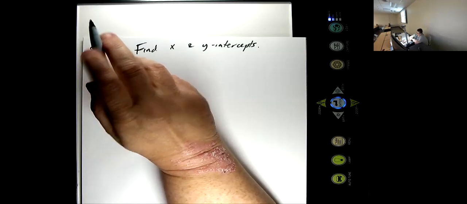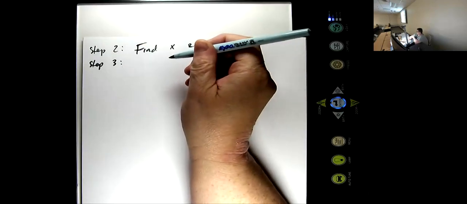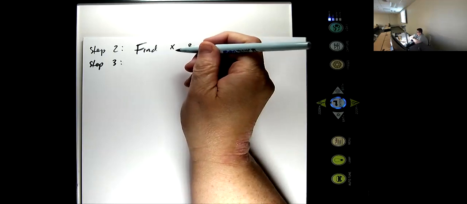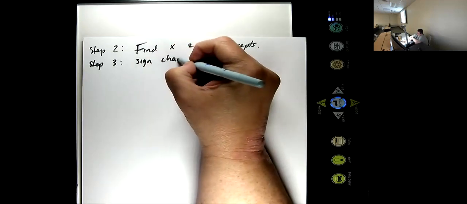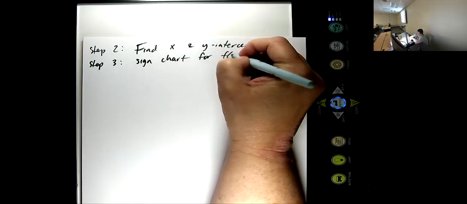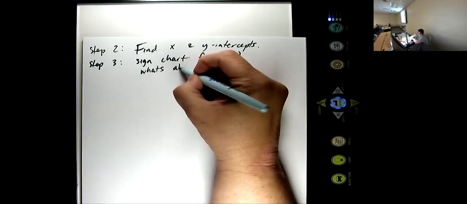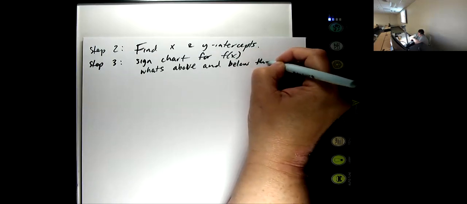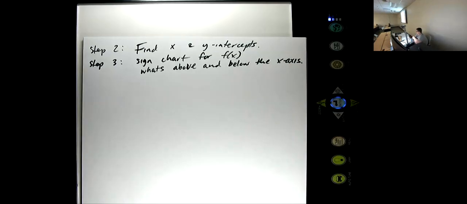Step three. I didn't do it in this last one because it was positive everywhere. We had squares on everything, but you generally want to do a sign chart for f of x, so you can see what's above and below the x-axis. Everything was above the x-axis in the last problem, so I didn't do a sign chart.